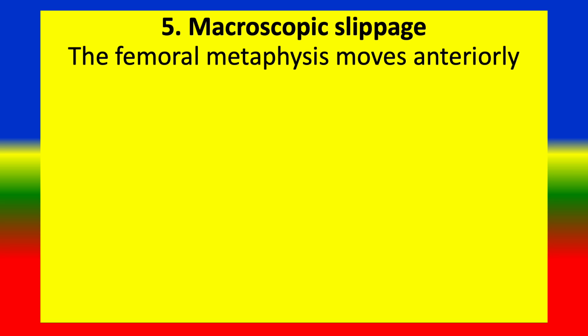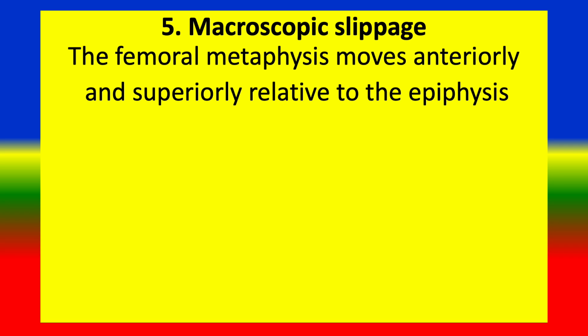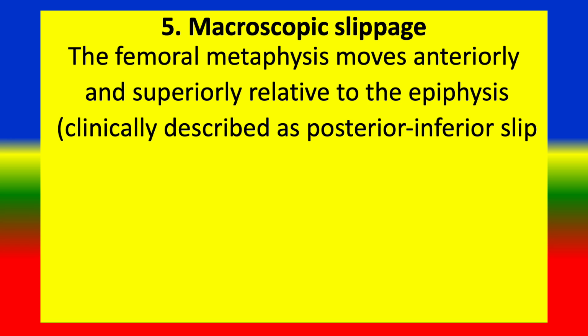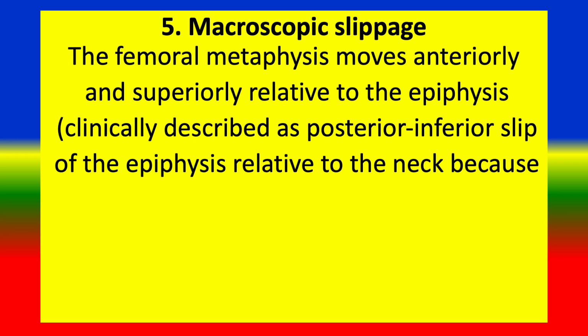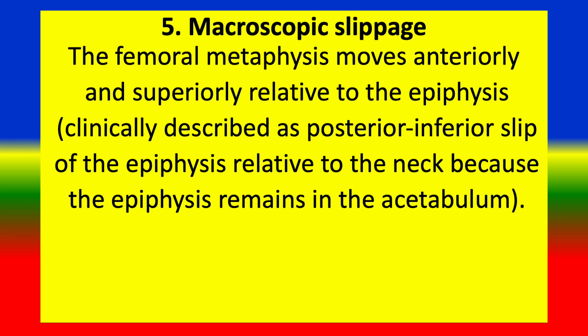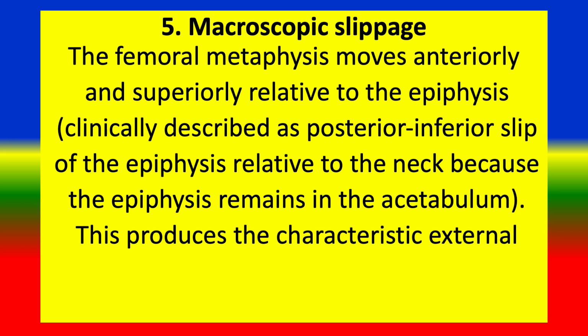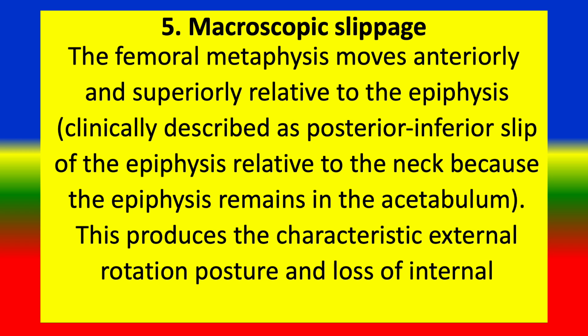5. Microscopic slippage. The femoral metaphysis moves anteriorly and superiorly relative to the epiphysis, clinically described as a posterior inferior slip of the epiphysis relative to the neck, because the epiphysis remains in the acetabulum. This produces the characteristic external rotation posture and loss of internal rotation.